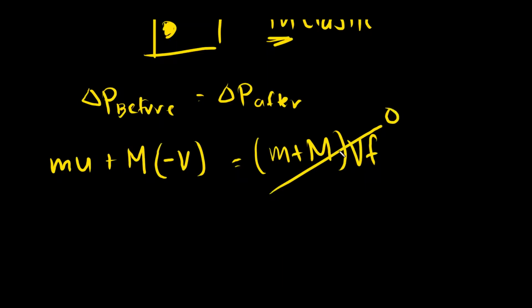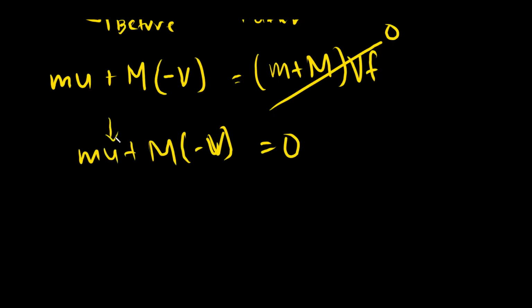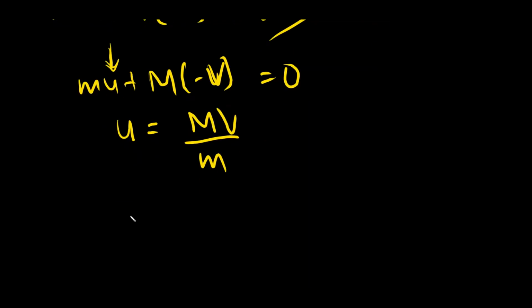So, earlier it was 0. So, what remains is mu plus M negative v is equal to 0. Okay? What we are looking for in the problem is the speed of the bullet, that u. So, solving for u, you get u is equal to Mv over m. So, answer.